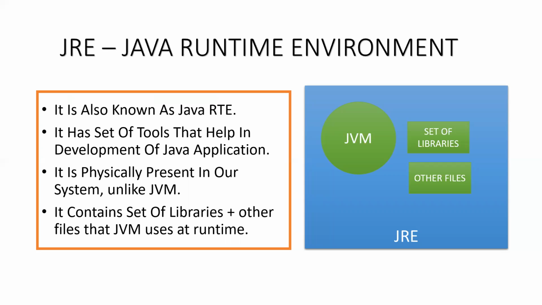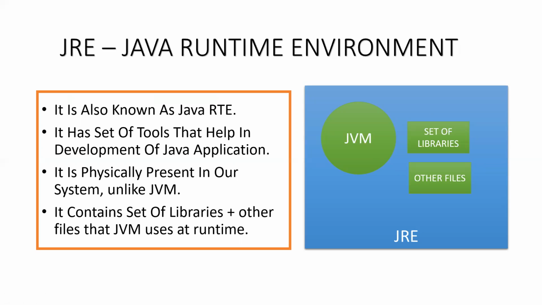So if JRE is downloaded, then definitely we'll have a JVM present in it, and then we have a set of libraries that will allow you to execute the program, like your java.lang files. For example, for printing your data you need System.out.println, right? So these things will be provided with the help of JRE. It is physically present, and it helps us to run Java programs. Without this we cannot execute the program, and we cannot make the execution of the program run smooth.